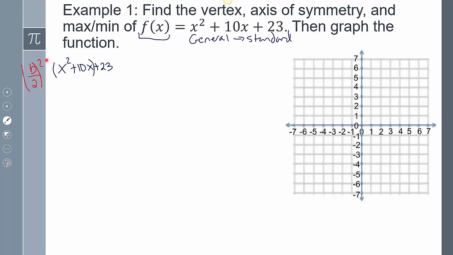And so b over 2 squared, well, my b is 10, so I'm going to get 10 over 2 squared, which is the same as 5 squared, which is 25. Now this is where it gets a little strange, because I know that 5 squared is going to be 25. But I can't just add 25 out of nowhere. I need the 25, but I can't just add it out of nowhere.